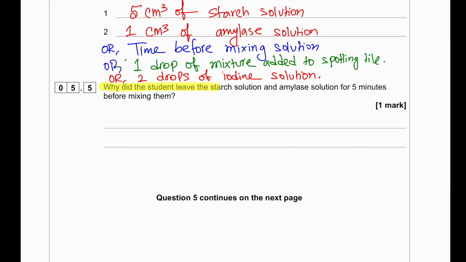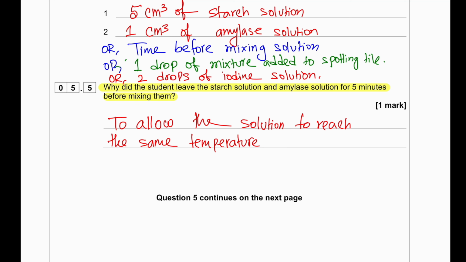Why did the student leave the starch solution and amylase solution for 5 minutes before mixing them? The student left the starch and amylase solution for 5 minutes before mixing them to allow the solutions to reach the same temperature as that of the water.